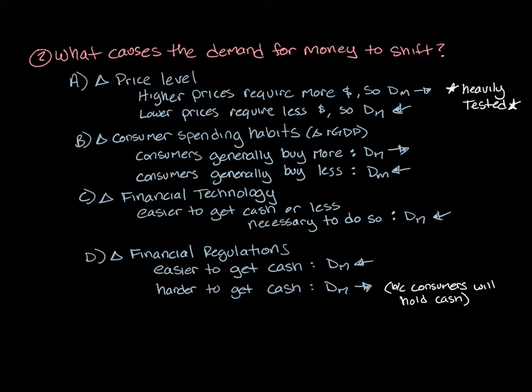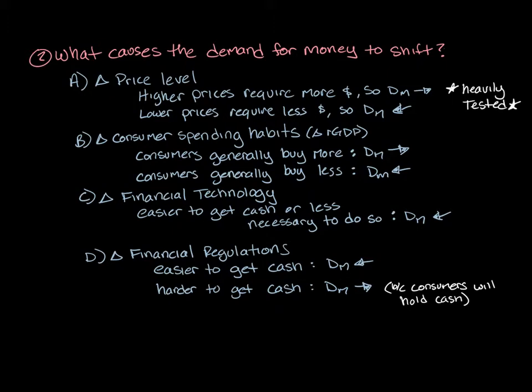Last but not least, we have our fourth big one, and this is going to be changes in financial regulations. There's a whole host of different things that could pop up here, everything from withdrawal requirements to capitalization requirements for banks. I'd be really surprised to see this one come up on the AP exam, but just in case it does, any financial regulation that makes it easier for consumers to get a hold of cash will reduce the demand for money.